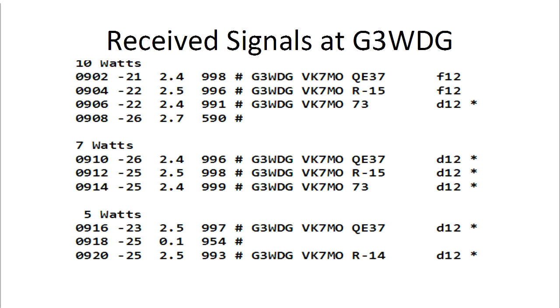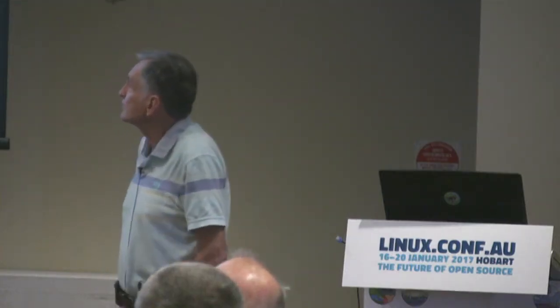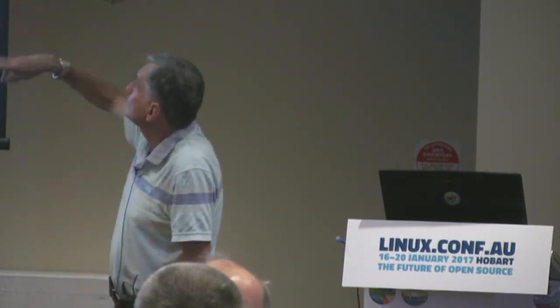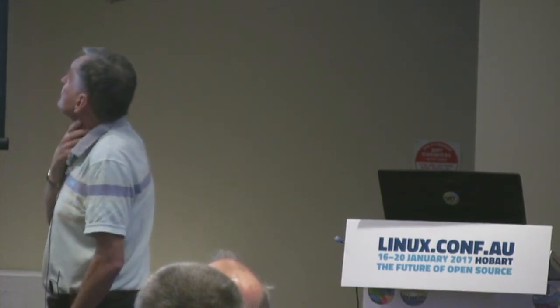And so if you're running, say, 10 watts and then, well, in this case, I'm just reducing power from 10 watts to 7 watts to 5 watts. And I'll explain the noise reduction on the next slide. And you can see the decoding is changing. Up here, you can see F decodes.